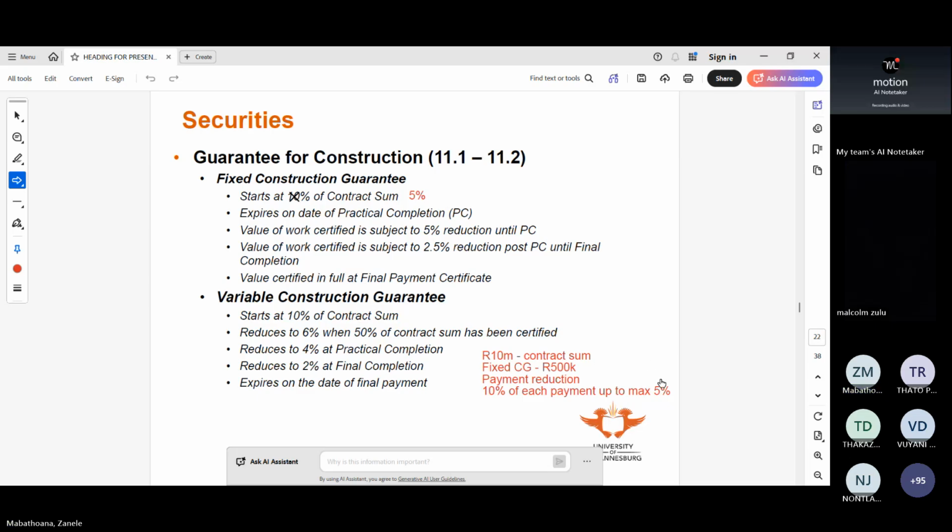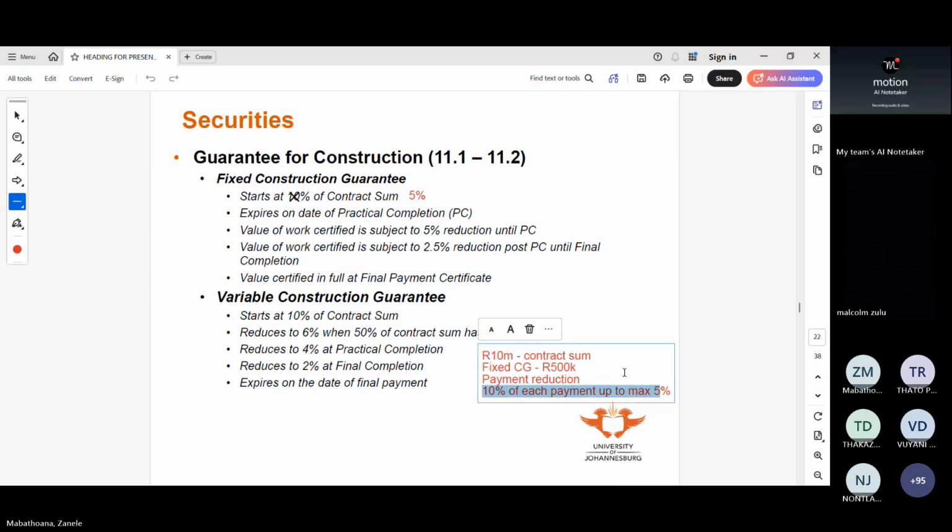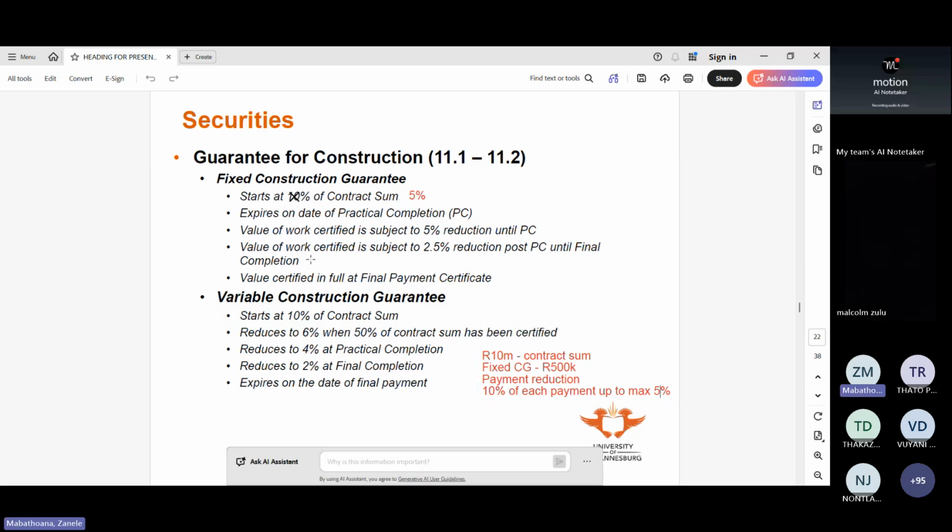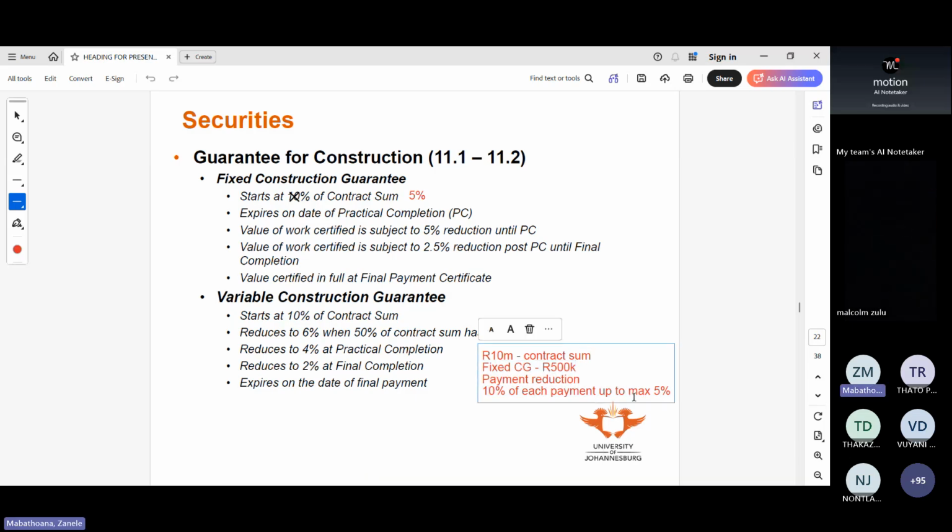My arrows are not working. But anyway, it would be 10% of each payment up to 5% of the contract sum. So now, because we are keeping 500,000, what we want from him in terms of payment reductions should be up to a maximum of 500,000 as well, so that all in all, we're keeping 1 million away from him.